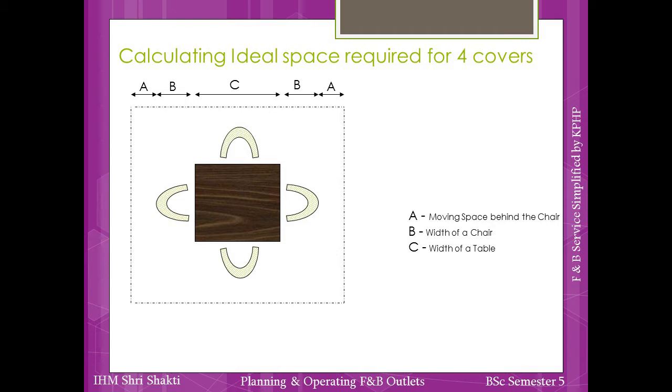And then B is the width of a chair. How much is the width of a chair on average? And then C is the width of a table. What would be the width of a table from this end to this end? And it repeats again because I have another chair over here, and behind the chair I will be leaving some space, one side. But now I need to know how much is A, B, C, so that I can calculate the total width of this area.